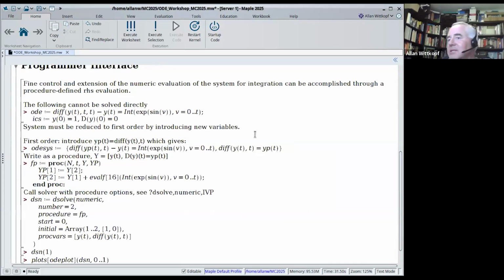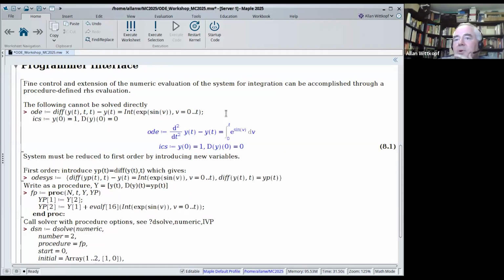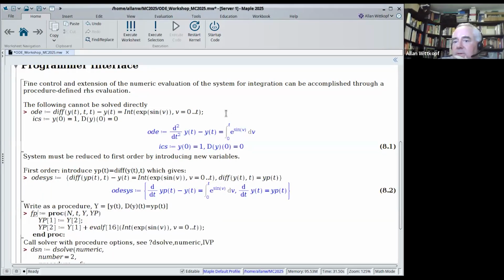Well, this is actually a really straightforward thing. So we have a programmer interface for DSolve. This is described in detail in the help. So if we have a model like this and we try to essentially form it as a system, the problem is this int is going to prevent you from being able to do the DSolve directly. So this is a case where you kind of need to use the procedure form.